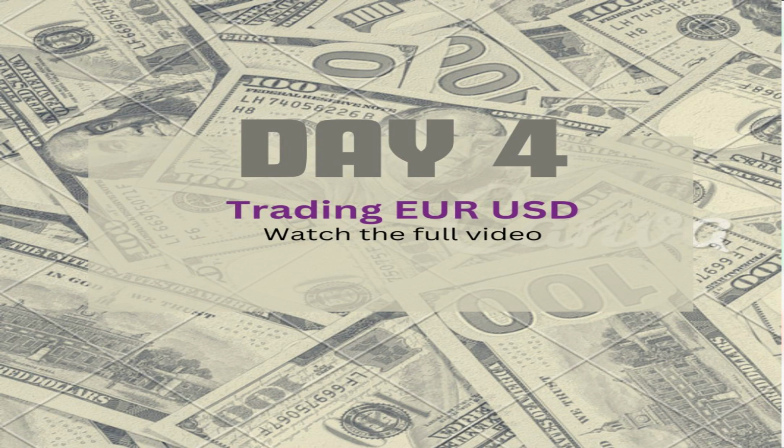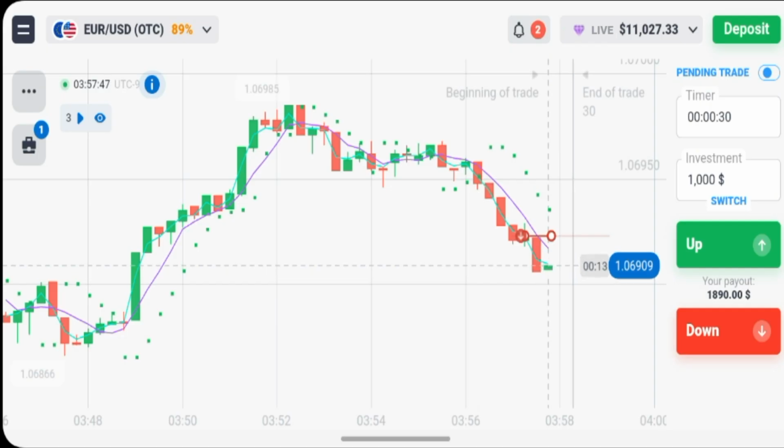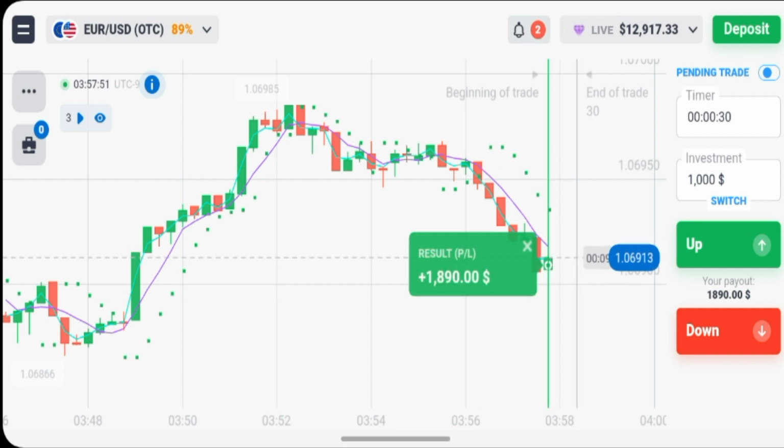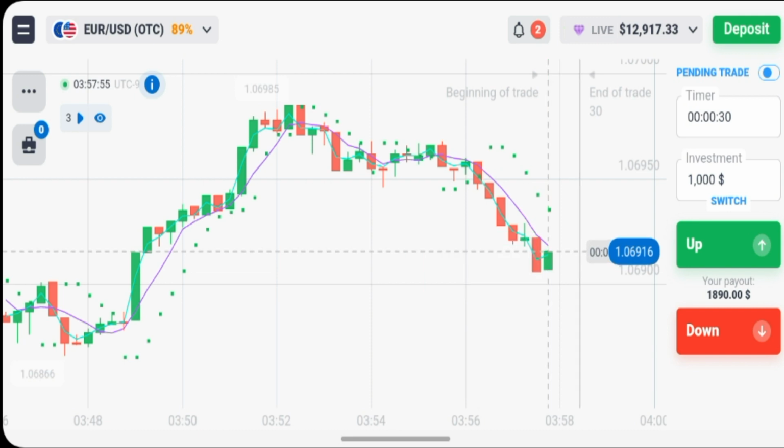Okay, as you can see, guys, we're on this trade, right? $1,000, and then today I'm trading Euro USD, and it has profited. It was paying 89%, as you can see, 890.